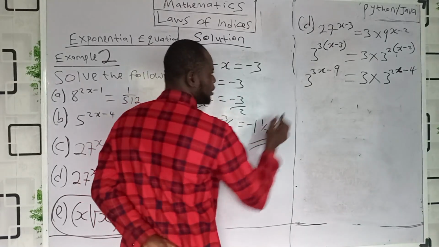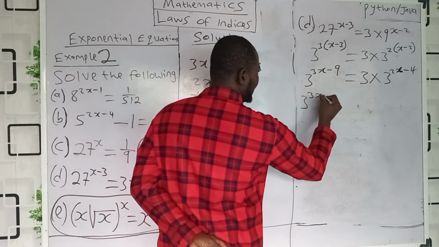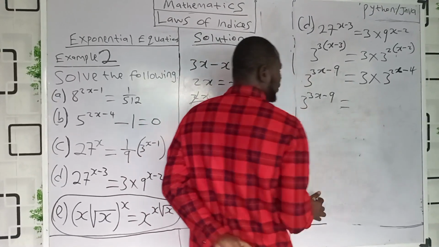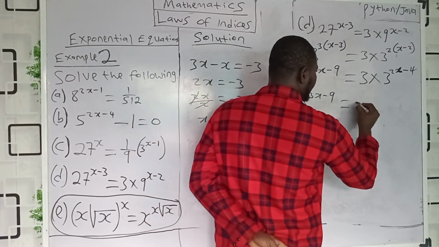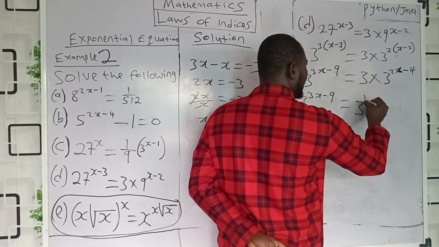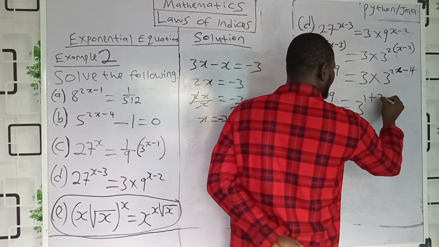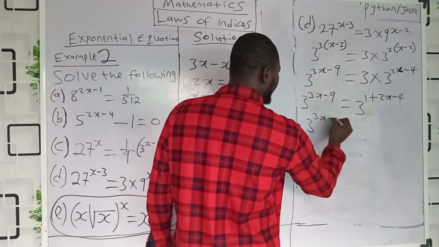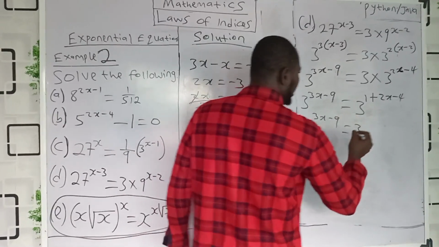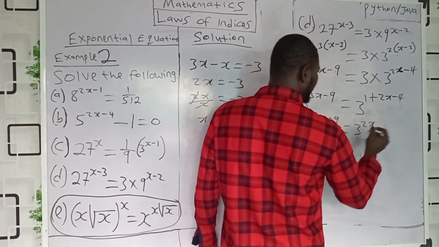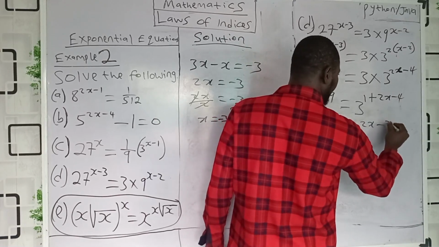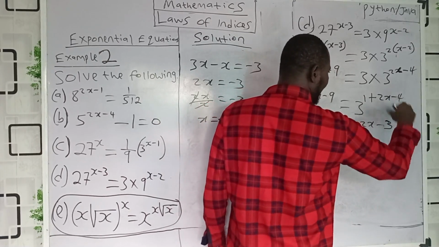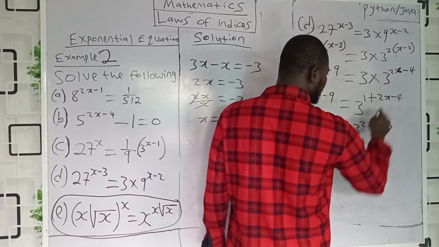So what do we have now, everybody? We now have 3 raised to power 3x minus 9, isn't it? Equal to what? Look at what you can do here. I can pick one of them, 3. What is the power here? 1, plus everything here, that's 2x minus 4. Beautiful. So this is 3 raised to power 3x minus 9 equal to 3 raised to power, let me write 2x first, then 1 minus 4, that's minus 3. I'm collecting like terms, that is the constant terms, combine them. 1 minus 4, that's minus 3. Then 2x.